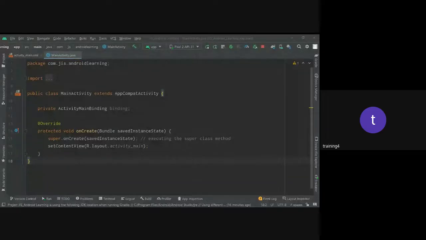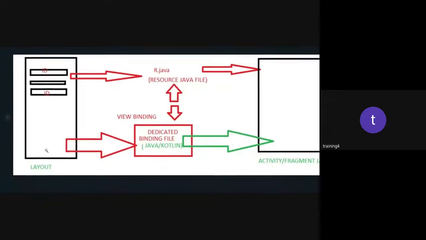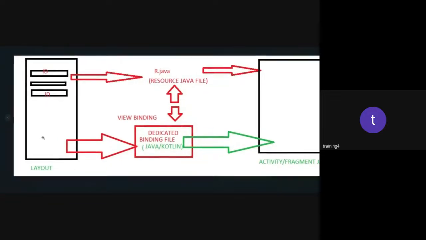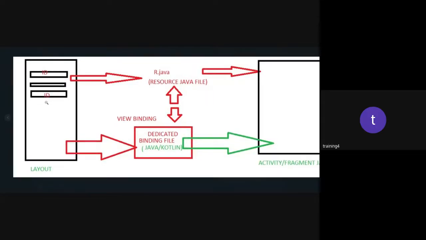Okay, see everyone, I have shared an image in the WhatsApp group. In the left-hand side you can find that the IDs are there. Just think like this is the layout file where we have separate views, and to identify each and every view we have provided the ID field.